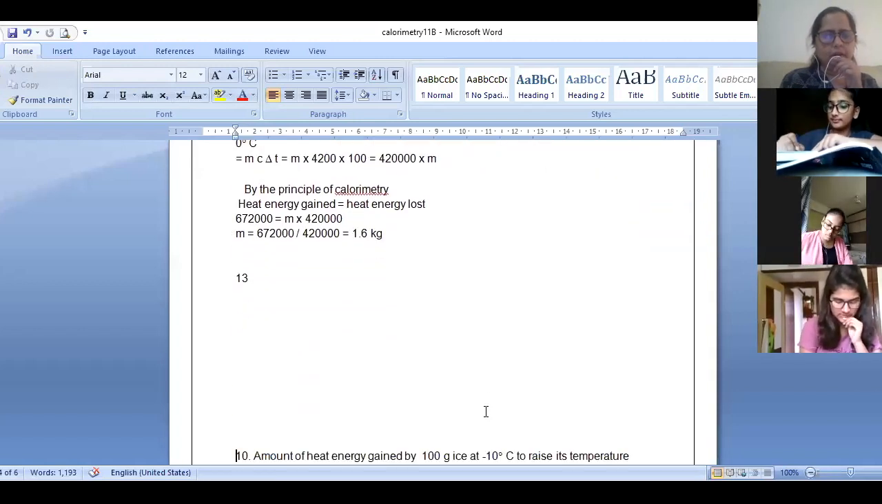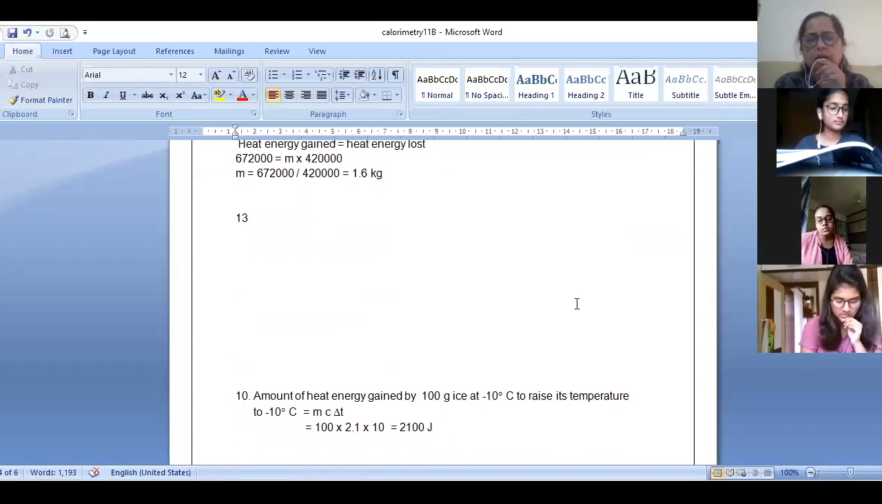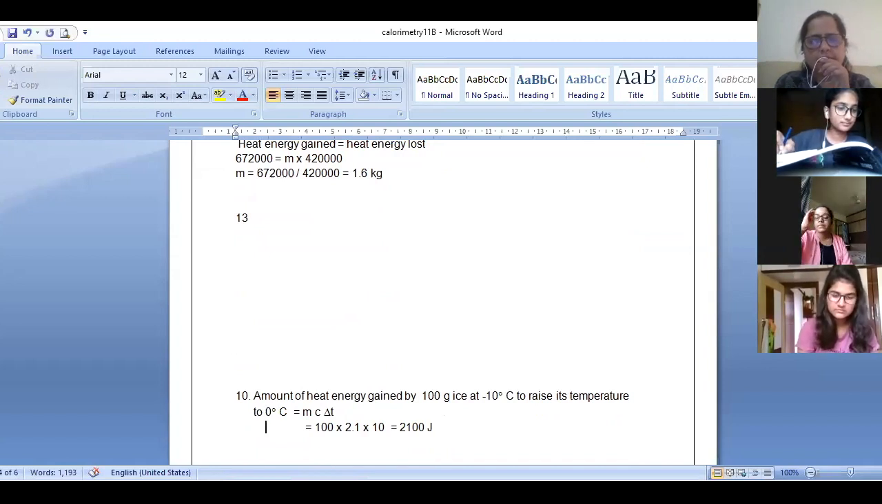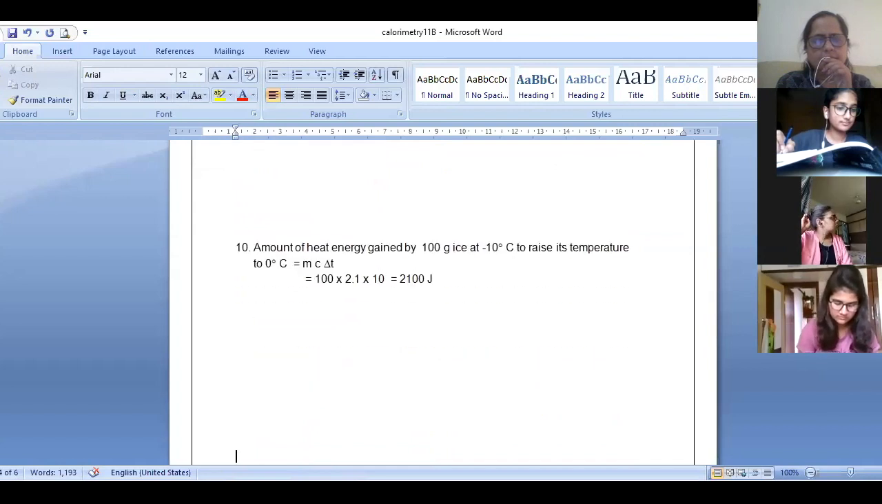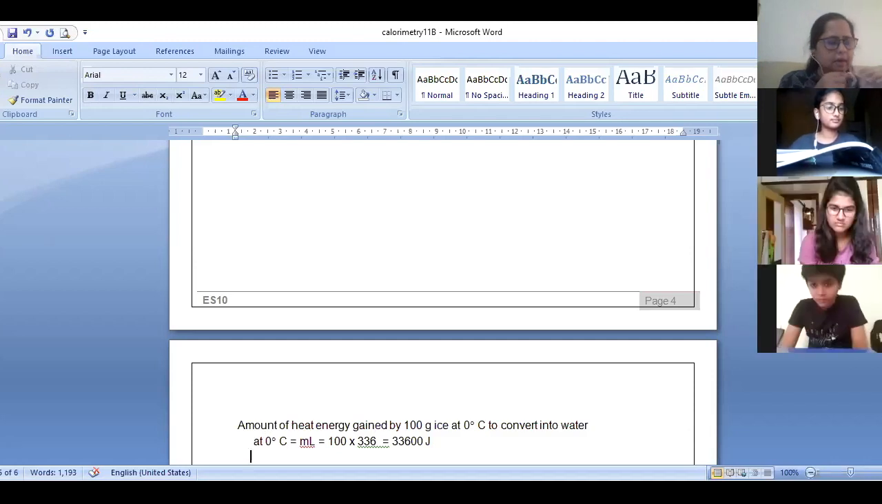So the first statement that was told was amount of heat energy gained by 100 gram of ice at -10 to raise the temperature to 0 degrees, not minus 10, but 0 degrees Celsius. So MC delta T, so 100 into 2.1 into 10, so 2100 joule. And then the next statement is amount of heat energy gained by 100 gram ice at 0 degrees to convert to water at 0 degrees. Very important, water is also at 0 degree. So M into L, so 100 multiplied by 336.